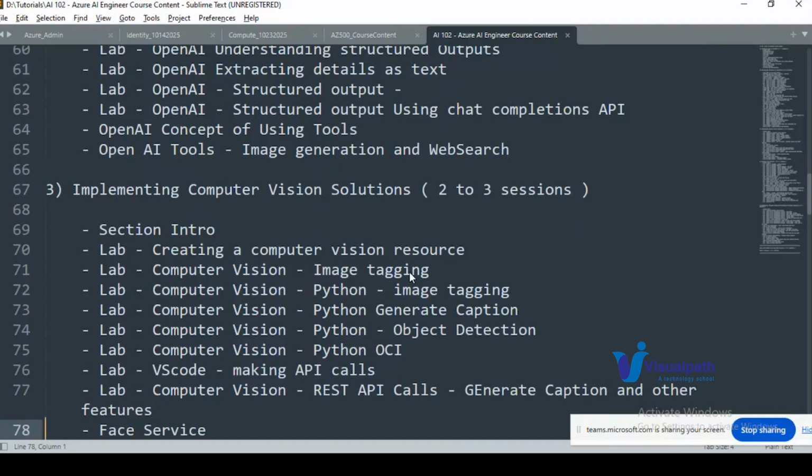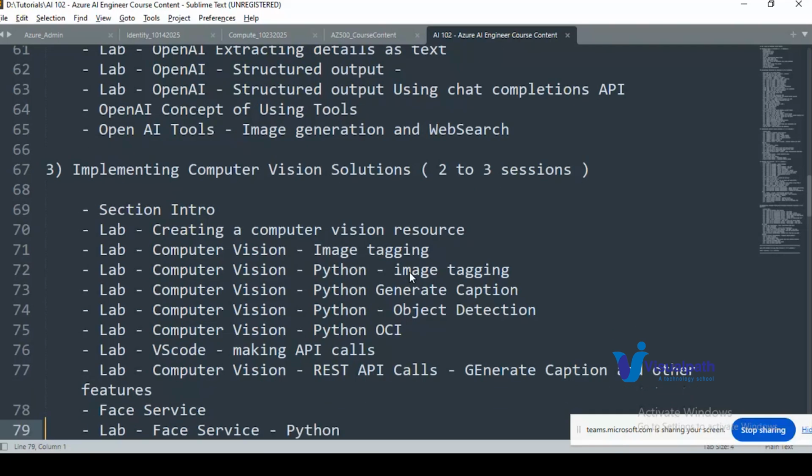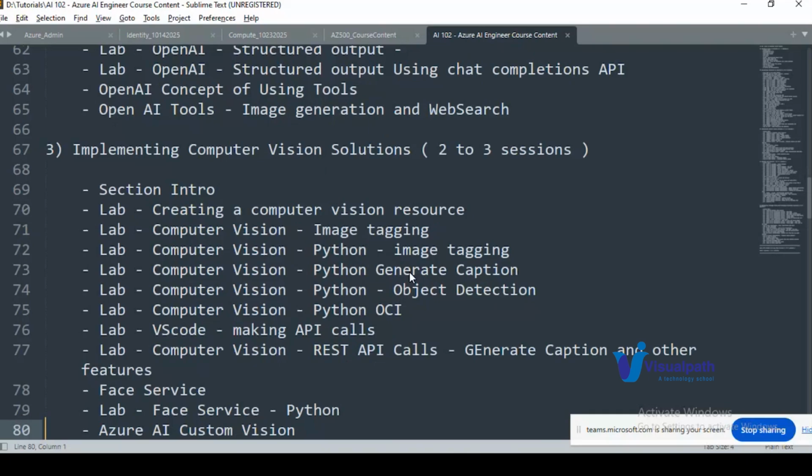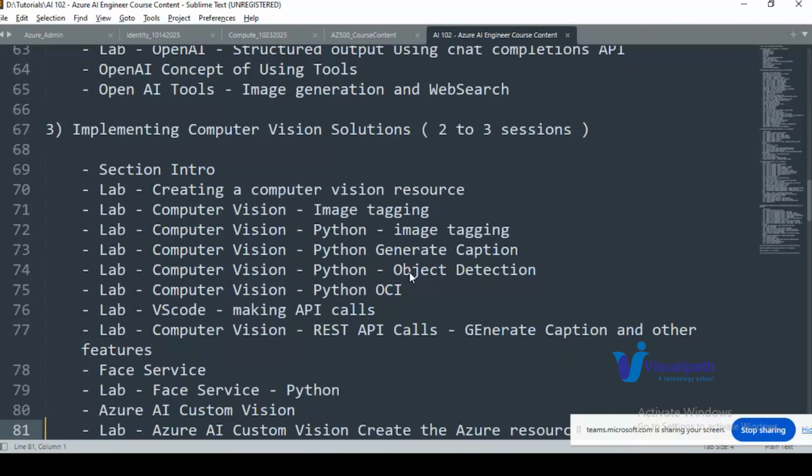Then the third broader topic is going to be implementing the computer vision solution. Computer vision is mostly about working with images, generating captions for the image, tagging, finding out faces in the image, which is called object detection. From the image, you want to get the text, right? That's called optical character recognition, which is where you get the text from the image, right?